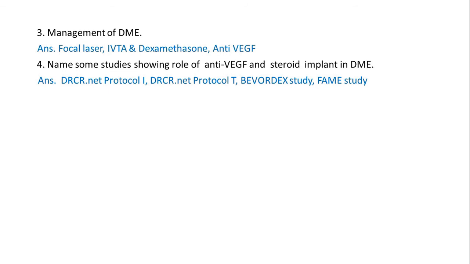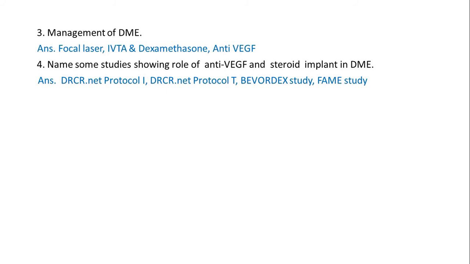According to this study, in a case of diabetic maculopathy, if visual acuity is better than 6/15, then anti-VEGF like bevacizumab, ranibizumab and aflibercept all three have equal efficacy. But if visual acuity is worse than 6/15, then aflibercept is superior to bevacizumab. Studies for intravitreal steroid implant are the Ozurdex study for dexamethasone implant and the FAME study for fluocinolone implant.